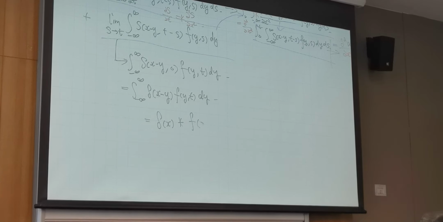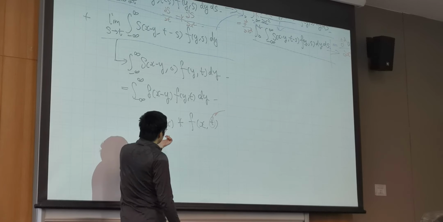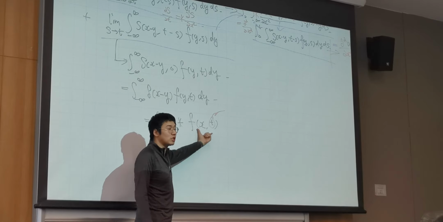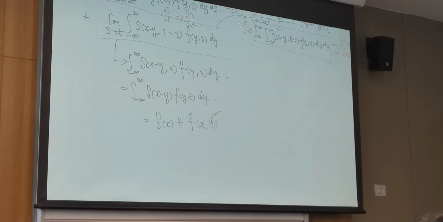Let's not consider t for now. So this is just simply a convolution between the delta function and another function, right? What is the convolution between the delta function and another function? It's always the other function, no matter what it is, right? So this exactly equals f x over t.